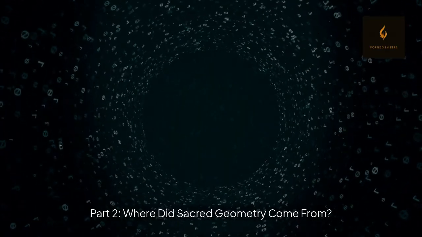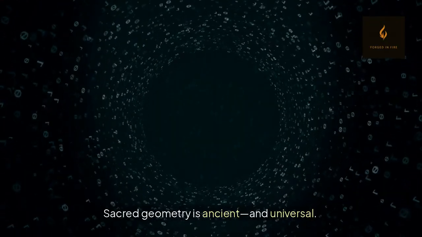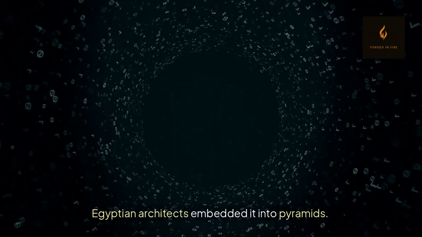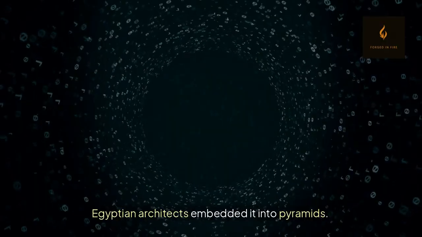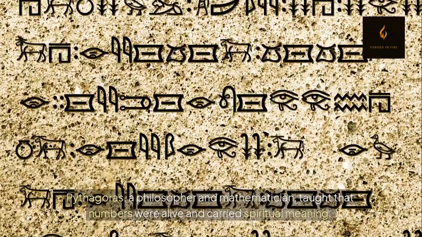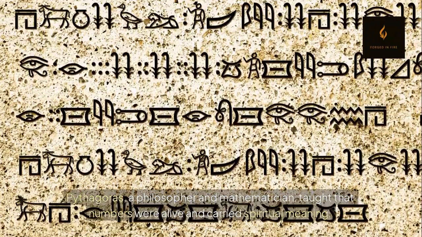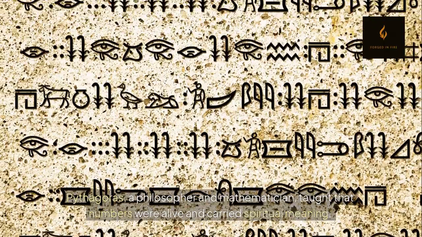Part 2: Where did sacred geometry come from? Sacred geometry is ancient and universal. Egyptian architects embedded it into pyramids. The Greeks studied it religiously. Pythagoras, a philosopher and mathematician, taught that numbers were alive and carried spiritual meaning.